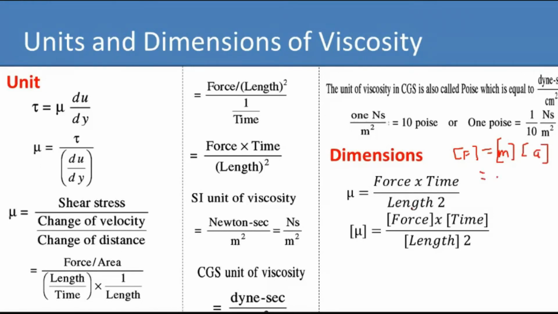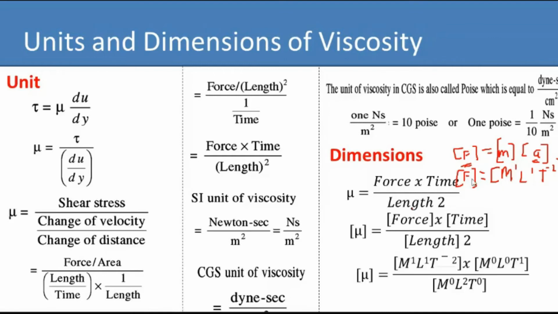Now what is the unit of mass? Kg. So it is M1. And what is the unit of acceleration? It is meter per second square. So it is L1 T minus 2. So always remember the dimension of force because it will be required for calculating other dimensions. So the dimension of force is M1 L1 T minus 2, into the dimension of time, which is M0 L0 T1, divided by the dimension of length square. So it will be M0 L1, but because of the square, the square comes inside, so it will be L2, and T0.